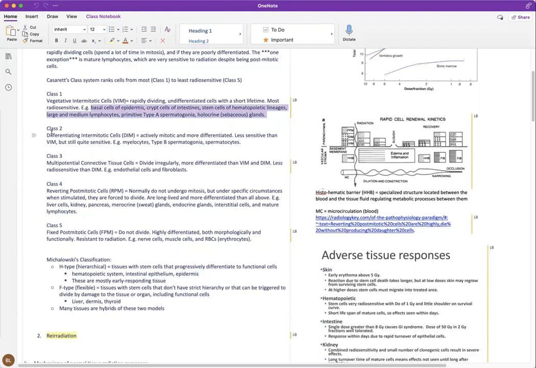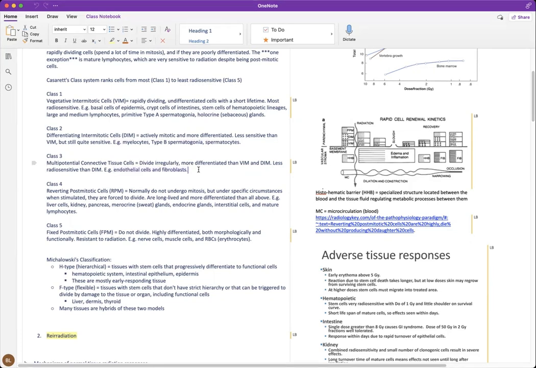These are called differentiating intermitotic cells. These are actively mitotic, more differentiated. And these include these types of cells. So now we have spermatocytes, type B spermatogonia. Then class 3, so intermediate, is multipotential connective tissue cells. They divide irregularly, and endothelial cells and fibroblasts are an example of this.